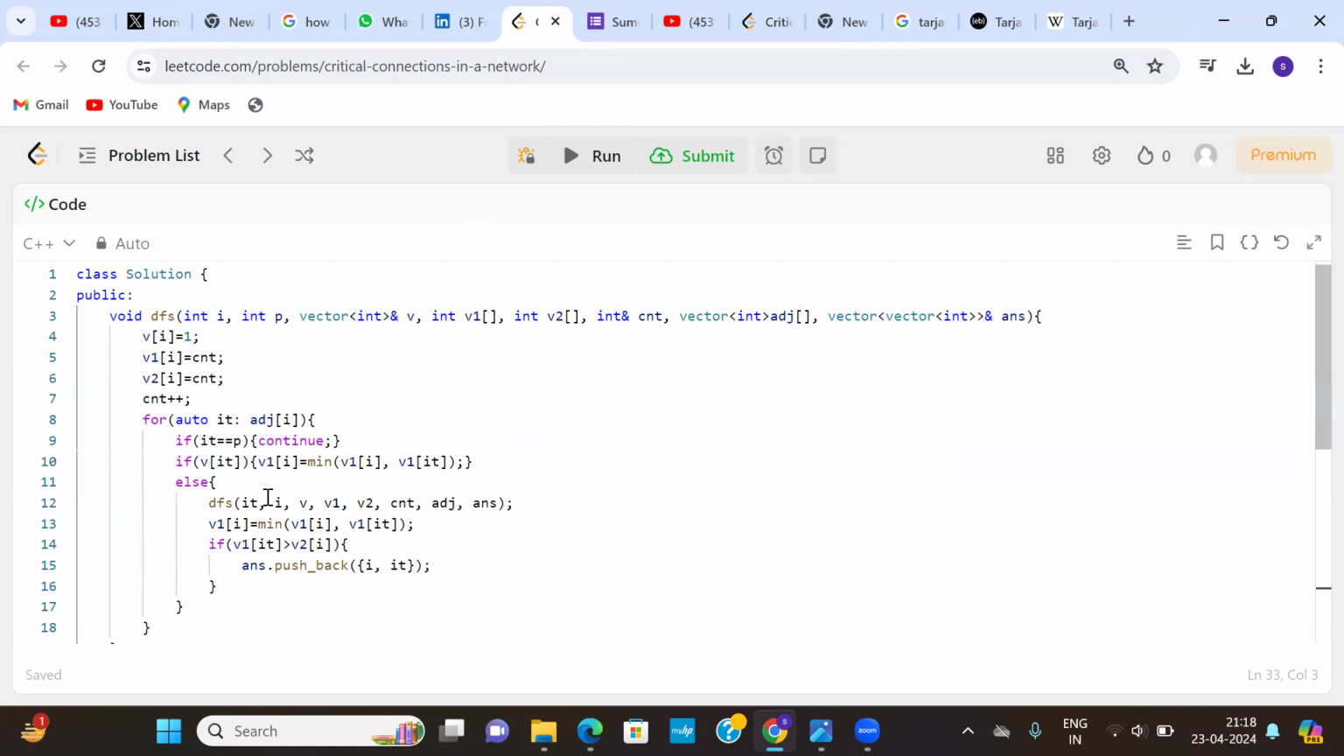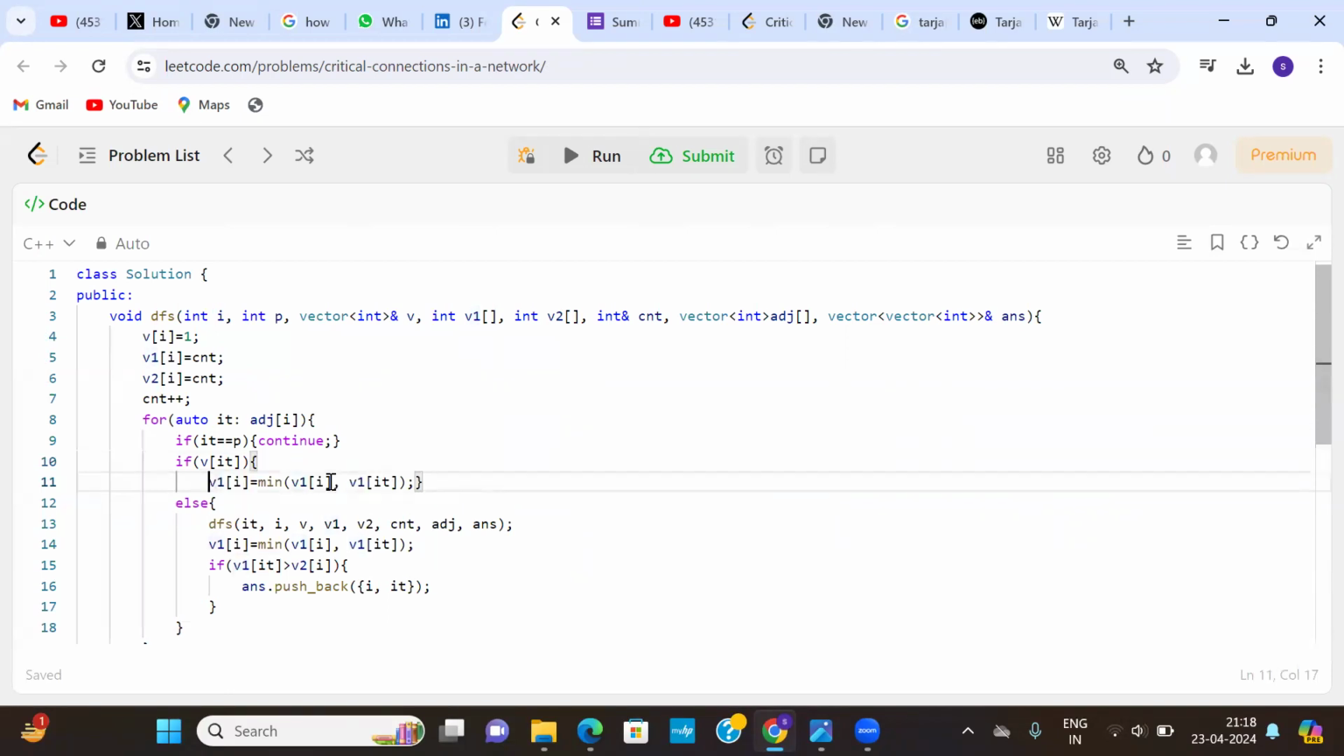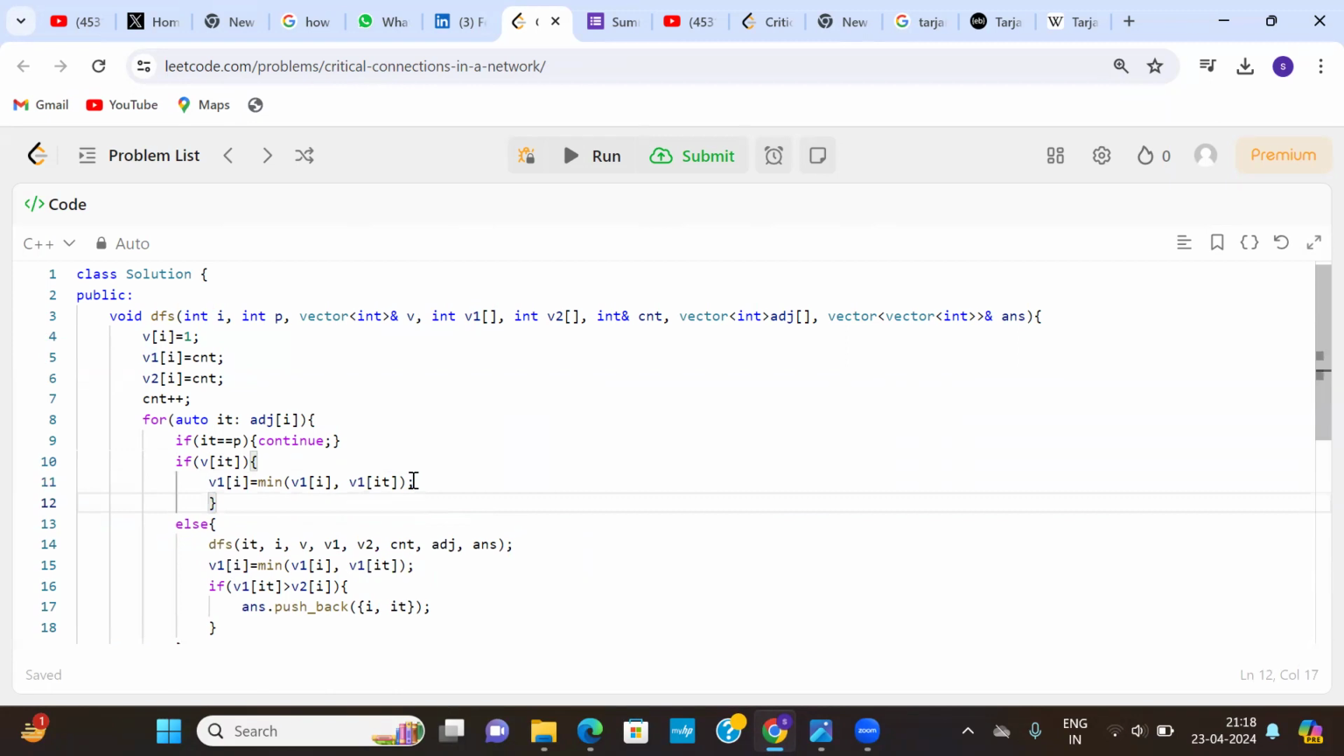If it is already visited, that is, if v at the index of it is true, it means that particular node is already visited. So what will I do? I'll compare. What will I do if it is already visited and it is not equal to parent? If it is equal to parent, I'm just doing continue. If it is not equal to parent, the lowest time of insertion is getting updated, which we were doing, right? By referring to all its adjacent nodes.